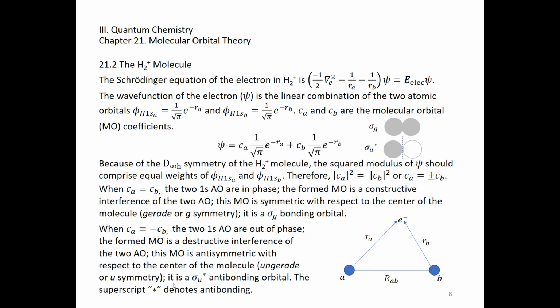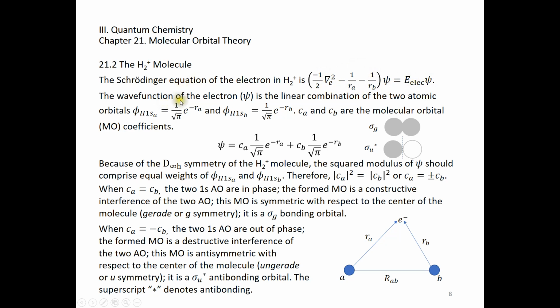Again, the Schrödinger equation for the electron in the H2 plus molecule is this. We have the electronic Hamiltonian, the kinetic energy of the electron, and also the potential energy felt by the electron. We apply this H to psi, we get E psi. This E is the electronic energy.